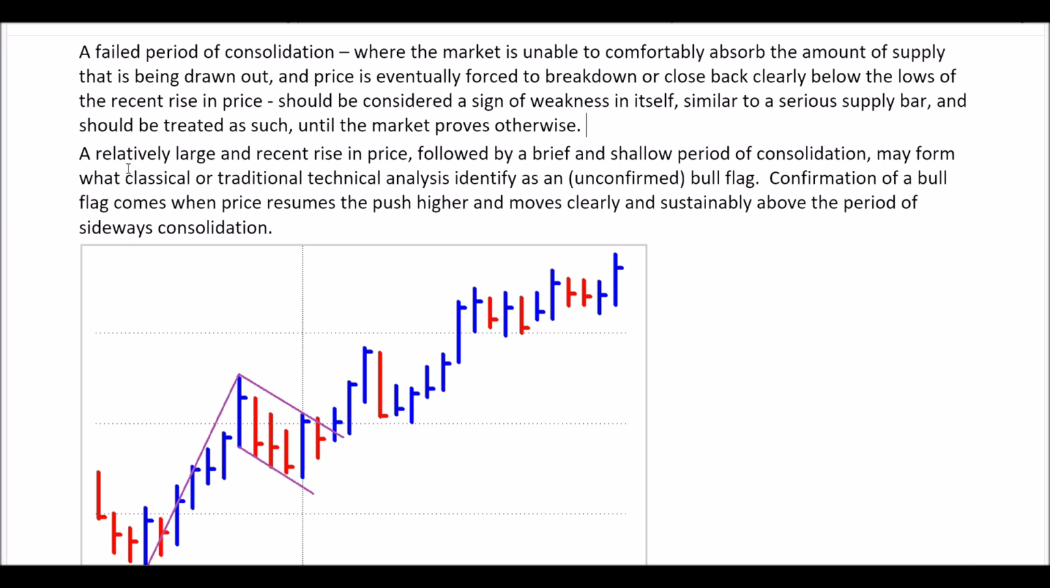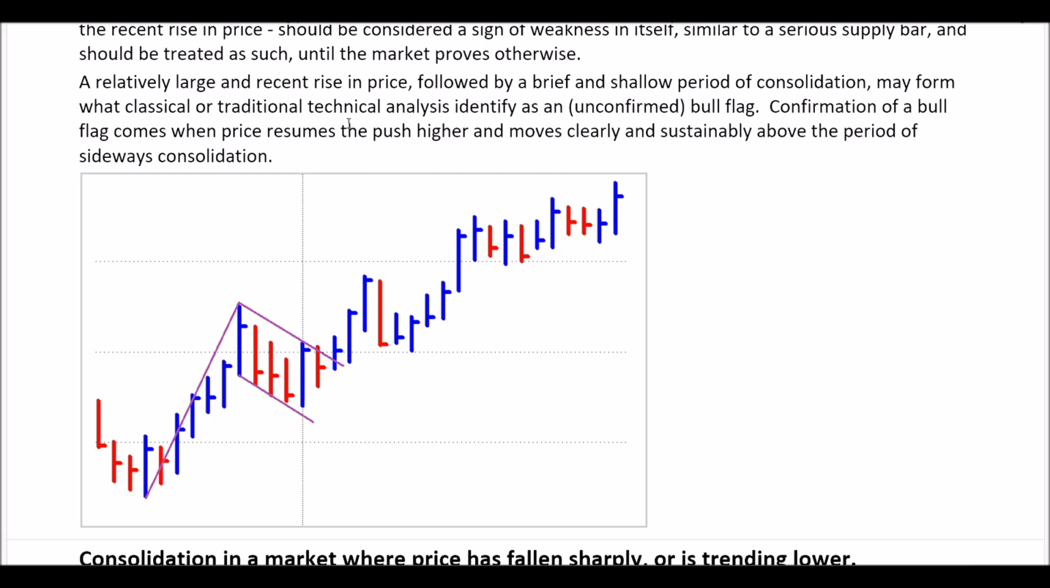A relatively large and recent rise in price followed by a brief and shallow period of consolidation may form what classical and traditional technical analysis identifies as an unconfirmed bull flag. Confirmation of a bull flag comes when price resumes the push higher and moves clearly and sustainably above the period of consolidation.